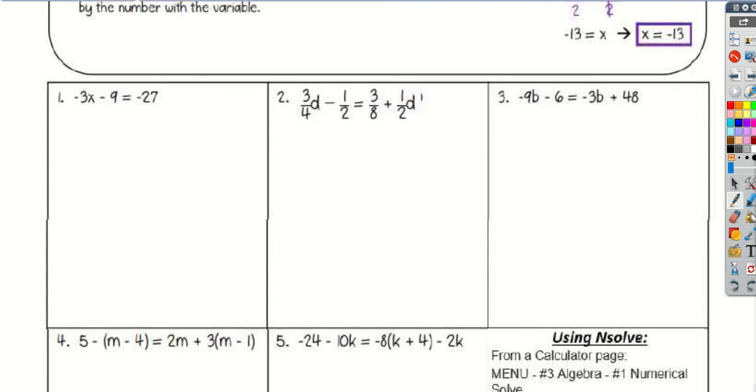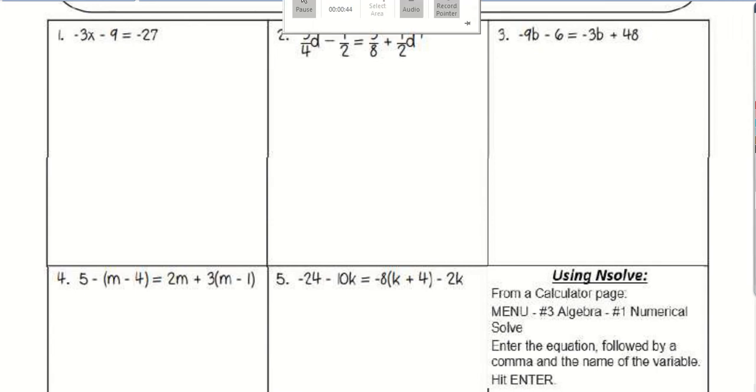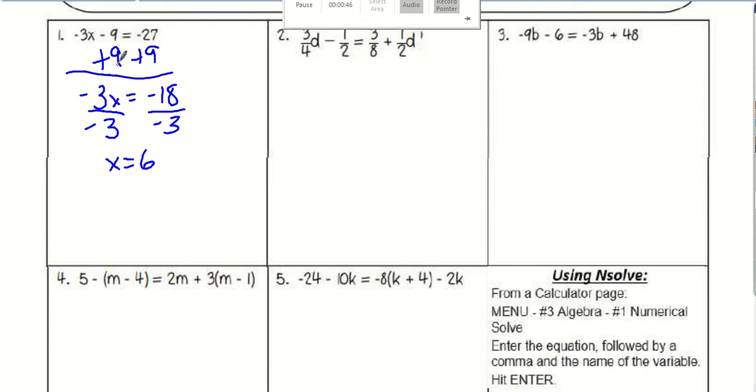So what I have you guys do is work on doing numbers 1, 2, 3, 4, and 5. Or just try number 1 first, and then unpause it, take a look at the solution, you're good to go. You can keep moving here, all right? So try number 1, ready, go. So hopefully you guys came up with an answer of 6. So remember, we're adding the 9 to both sides, dividing out by -3, and then getting our solution.